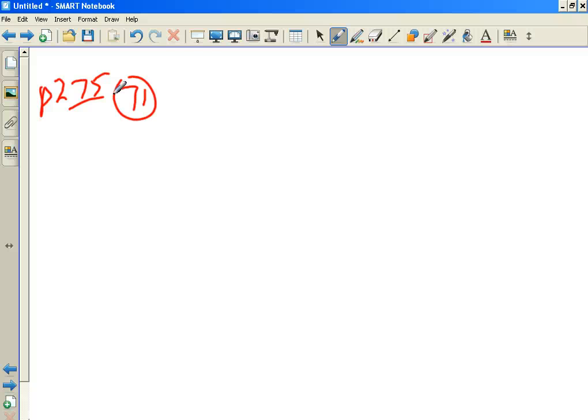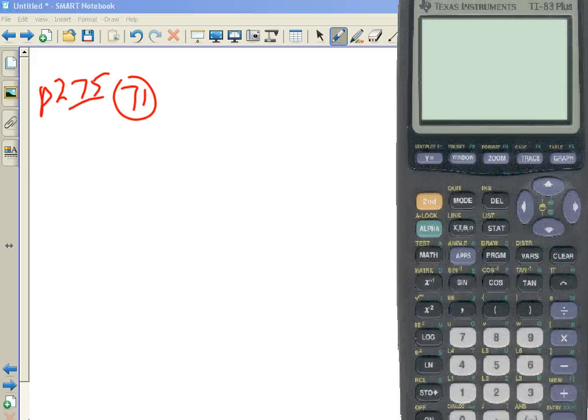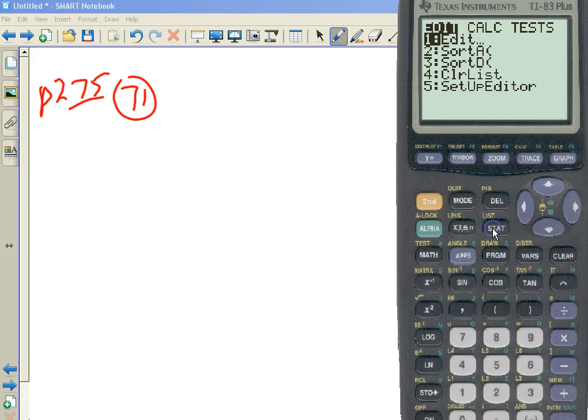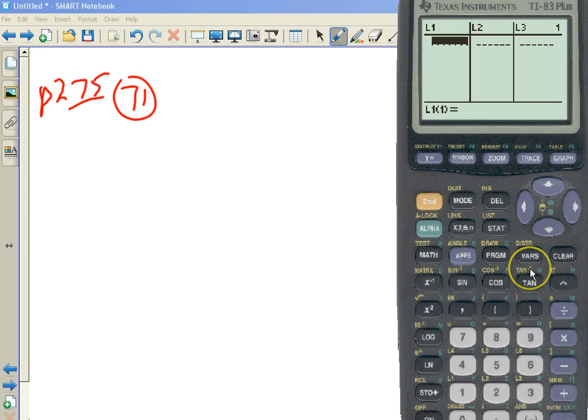Remember scatter plots? Okay, how do you do a scatter plot? How do you enter the numbers? Go to the list. Where do you put the list? Stat, Edit. Okay. All right, so let's enter these numbers.